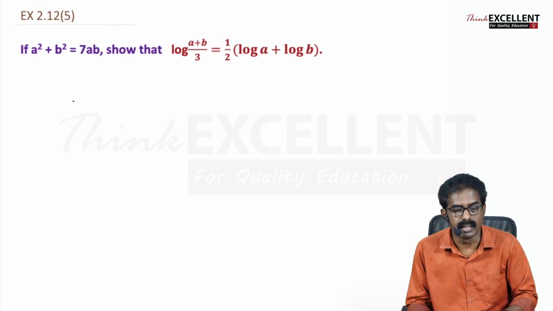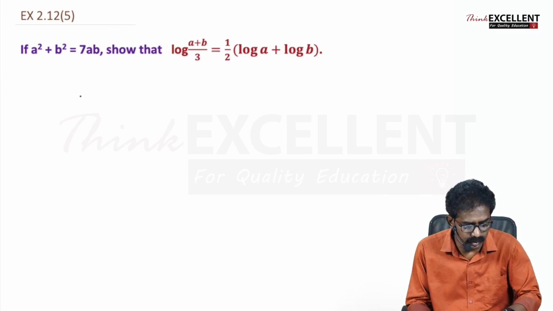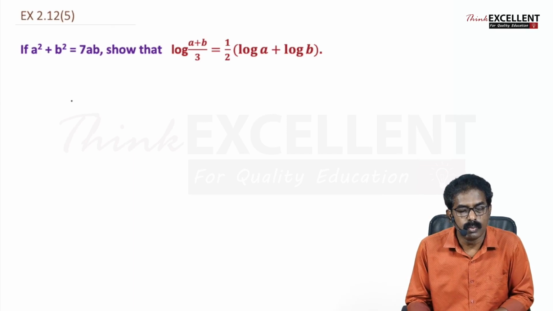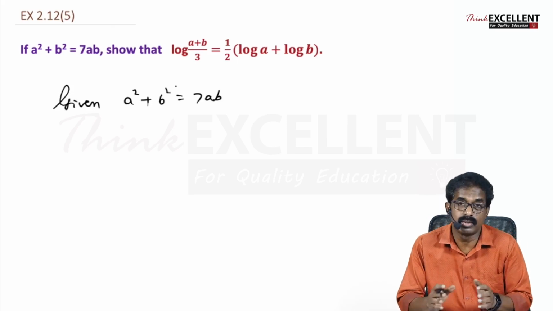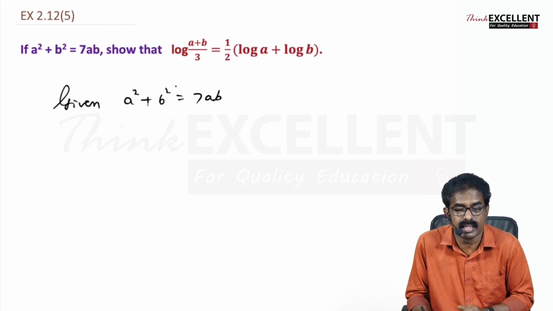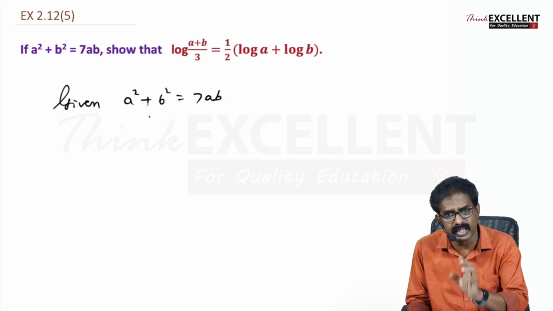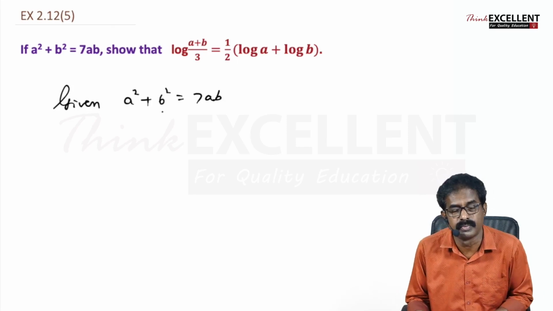See the next question. What is given here? This is prove that, okay, it is not solved, it is to prove. Given in the question, a square plus b square equal to 7ab. Now listen, here also they can frame different questions, so listen very carefully, no need to mug up. See what we need, according to that you have to proceed.